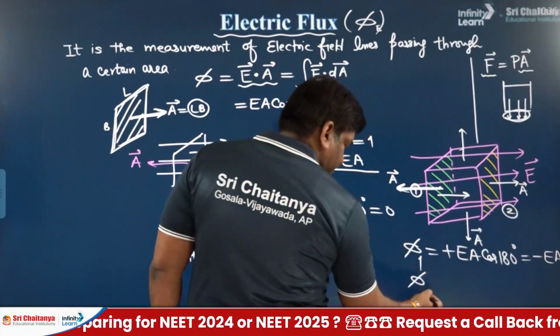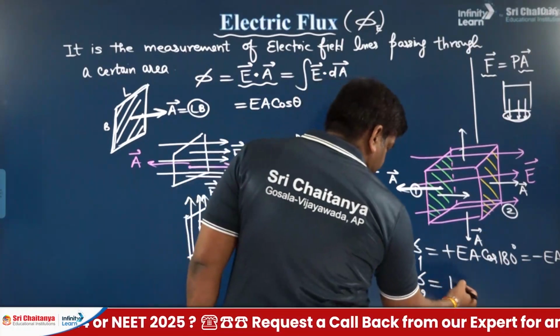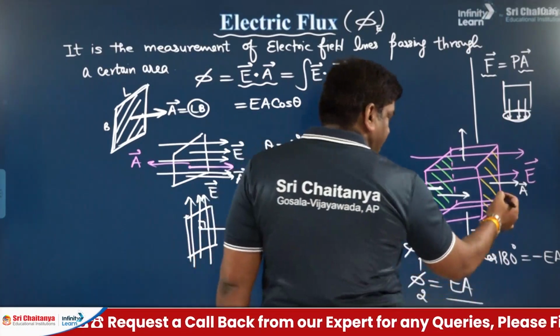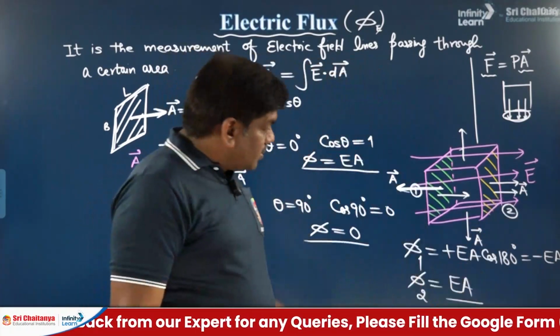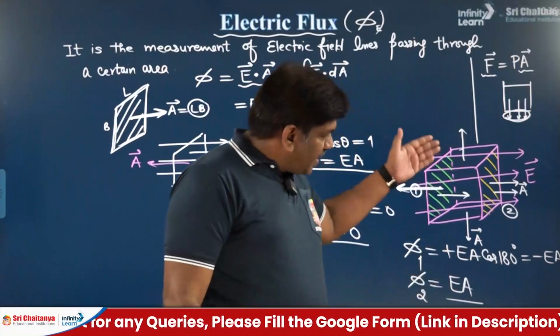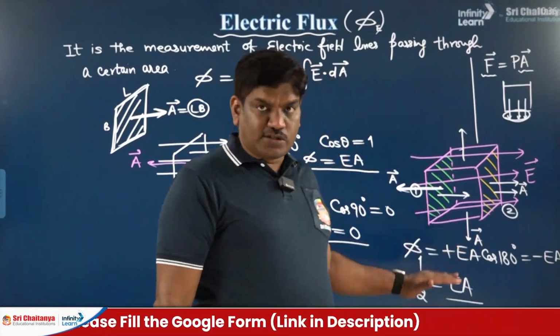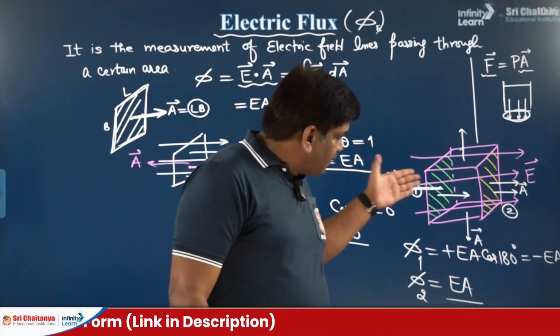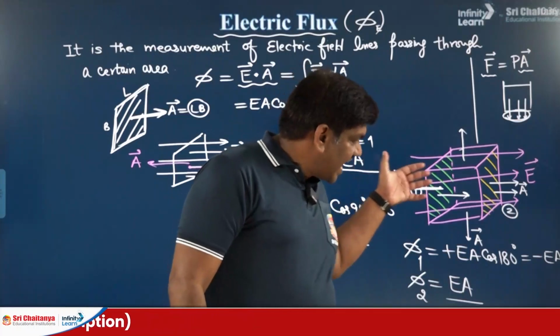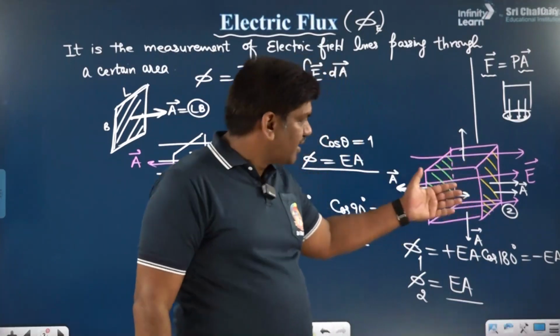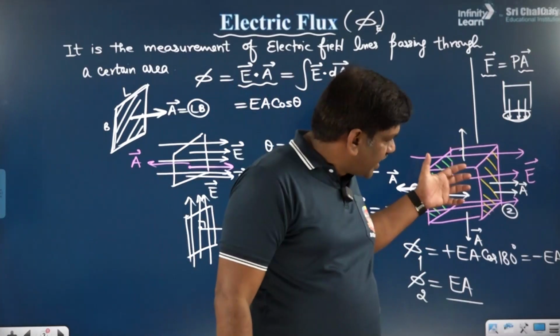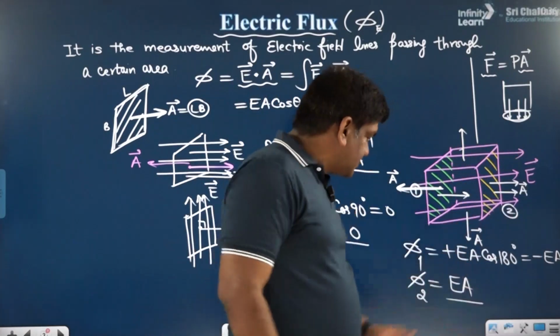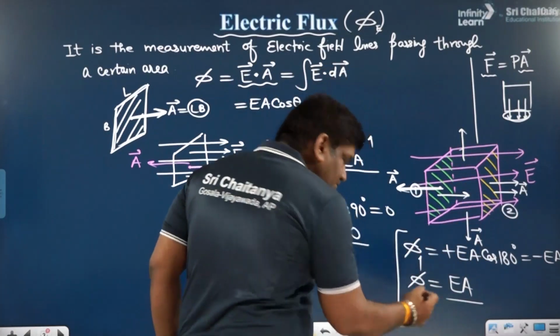Similarly, if I ask what the flux passing through face 2 is, it will be plus E into A, because the angle between them is 0 degrees. So for the enclosed area, we are getting plus and minus signs also. From face 1, the flux is entering the enclosed area, while at face 2, it is exiting. This gives us the sign convention.